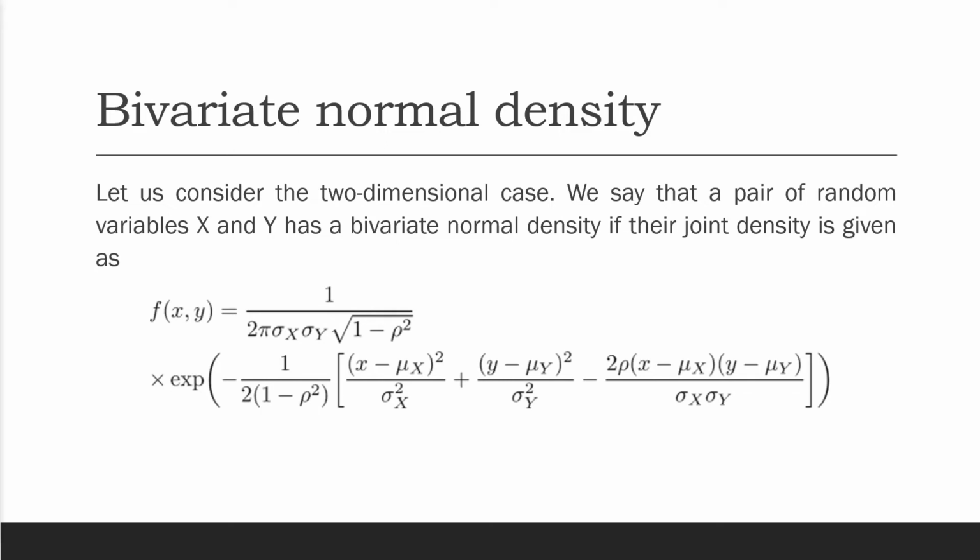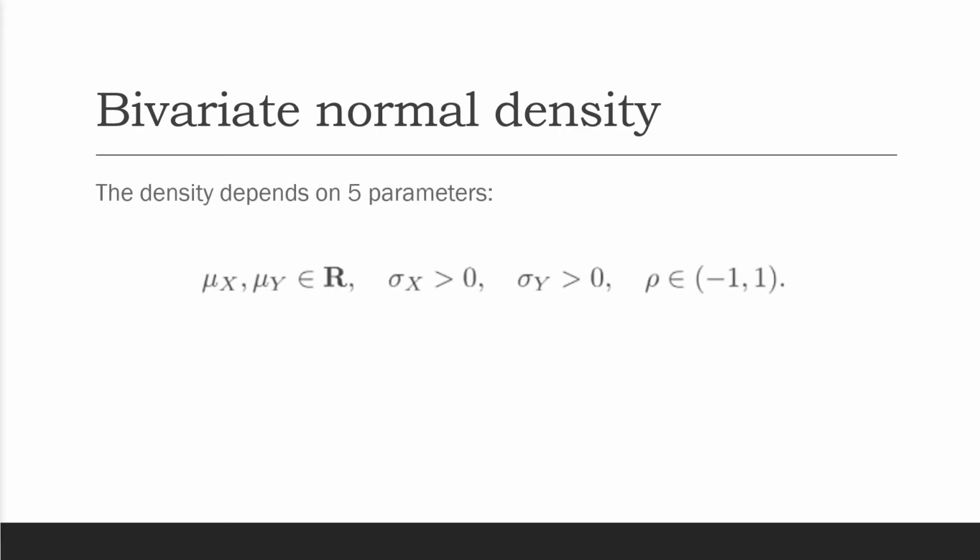Okay, so the density depends on five parameters. You have mu of x and mu of y, which are elements of R, then sigma of x is greater than zero, sigma of y is greater than zero, and rho, not phi. I read it wrongly on the previous slide. That must be rho, which is an element of the interval negative 1 to 1.